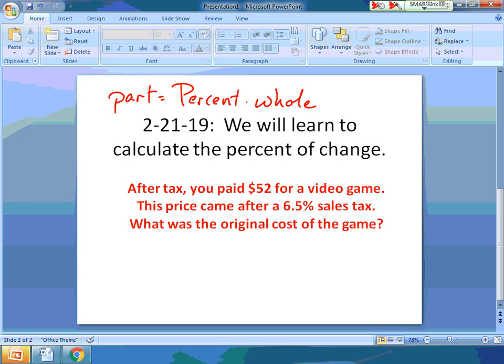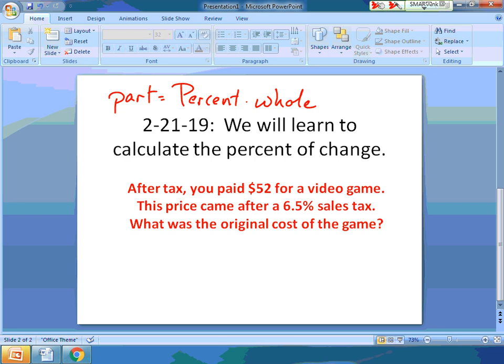Okay? And we talked about how taxes just represent an additional amount paid and the funding goes elsewhere. So we're talking after the tax, you paid $52 for this video game. So that's what you paid out the door, $52. But there was a 6.5% sales tax that was added to the original amount to get you to the $52. We want to know what was the original cost of the game. Okay? So first question, very basic. Is the original cost going to be more or less? Less, right, because this is the taxed amount. This is the amount that you paid.